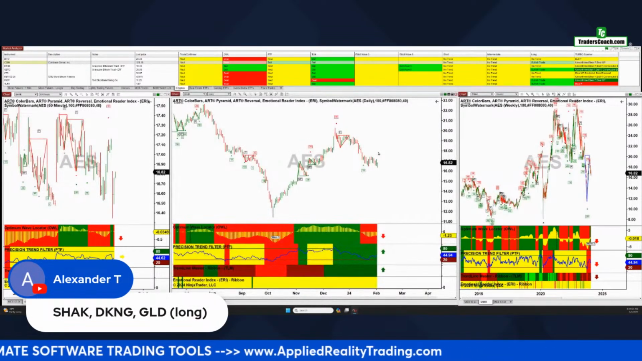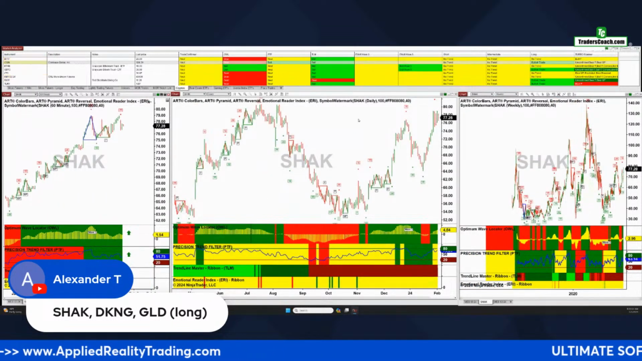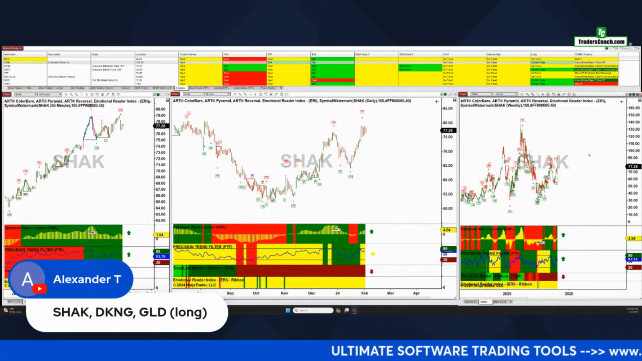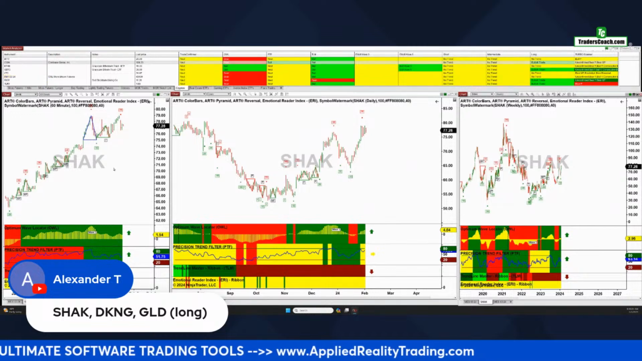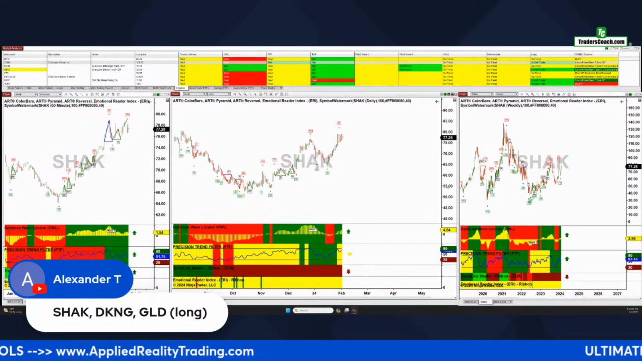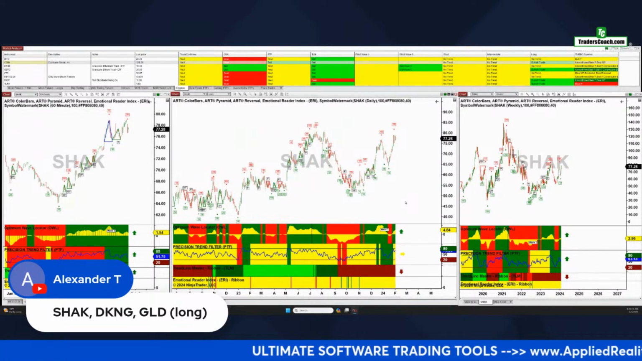SHAK, let's take a look at that one. All for long. Okay, so you're long on all these. Okay, so, all right, I would stay long. Okay, you've got a green PTF on the weekly chart. You've got a green PTF on the 60-minute chart. I don't know where you got in. So it's hard for me to know what time frame would be best for you.